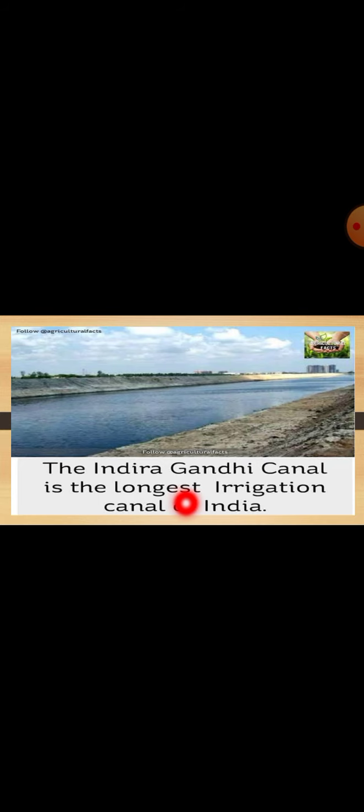It's the biggest canal in India, the Indira Gandhi Canal. It is constructed from Punjab to Rajasthan to supply water for the people of Rajasthan. The Indira Gandhi Canal is the longest irrigation canal constructed in India.